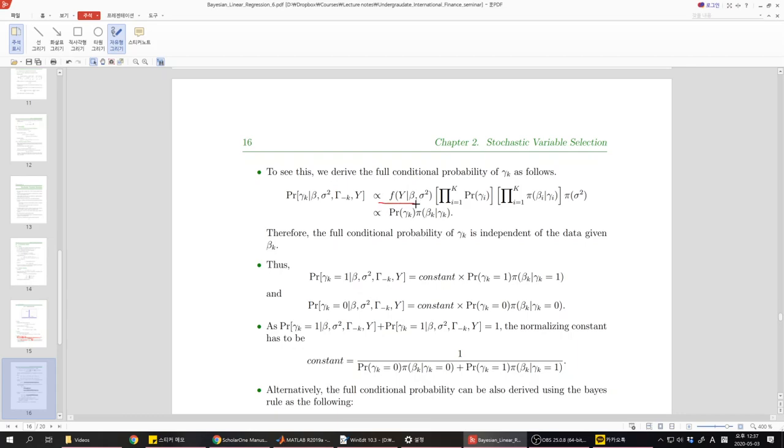So that's why this term should be disregarded. And because the gamma k's are mutually independent, we need to keep only the probability of gamma k, and the probabilities for the other gamma k's are irrelevant here. Same for here, there are no gamma k's here. So that's why there are only two terms: the probability of gamma k and the probability of beta k given gamma k.